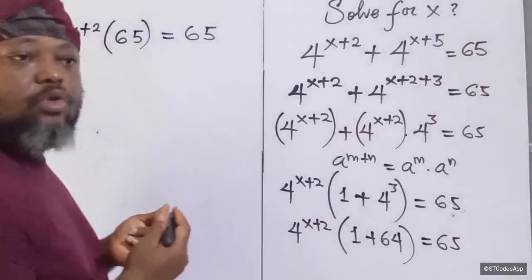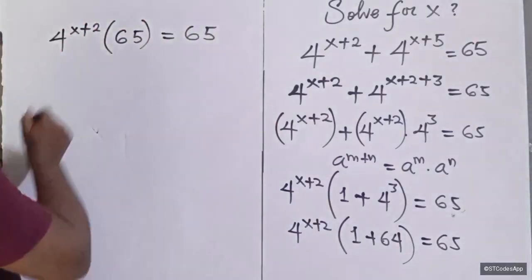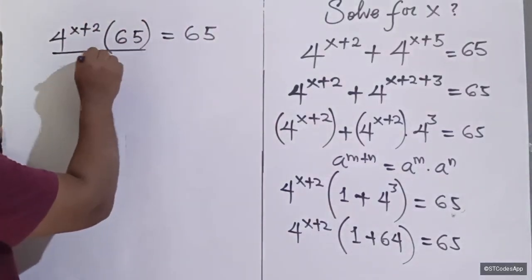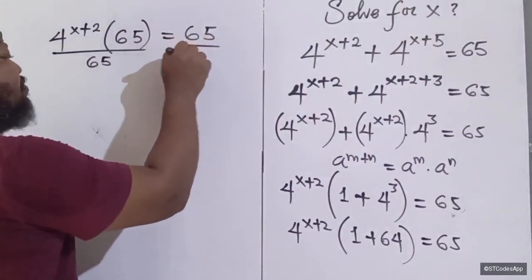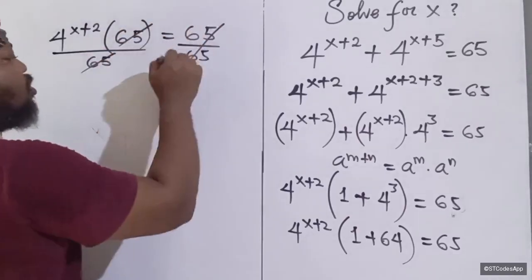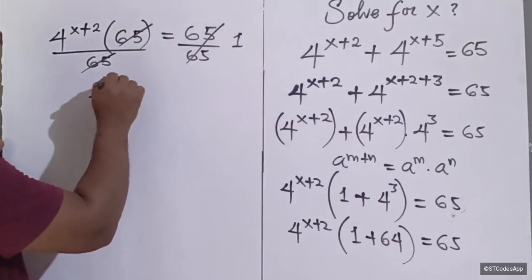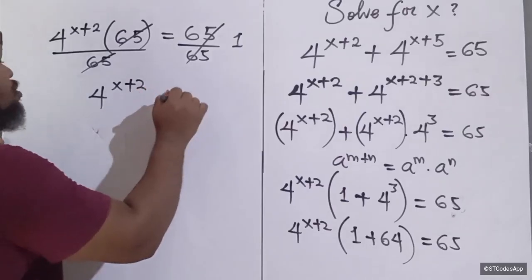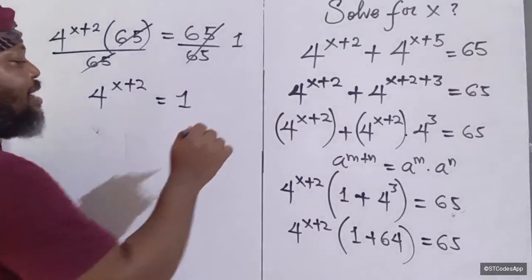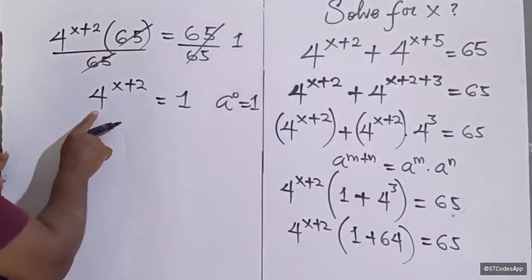So the next step is to divide both sides by the coefficient of the unknown. We divide by 65 and 65, so this will take care of this, while this is equal to 1. So we'll now have 4 to the power of x plus 2 is equal to 1. And you should know by now that a to the power of 0 is equal to 1. So I'm going to make this one look like this.